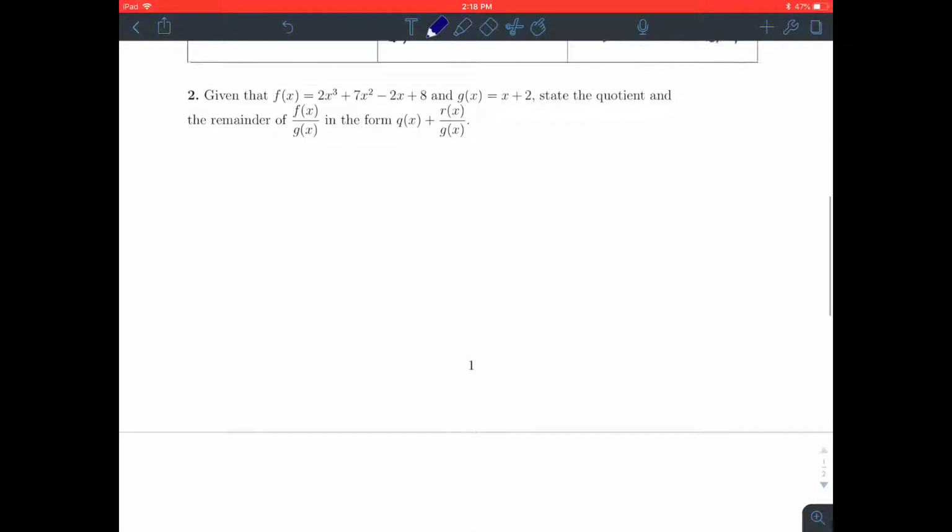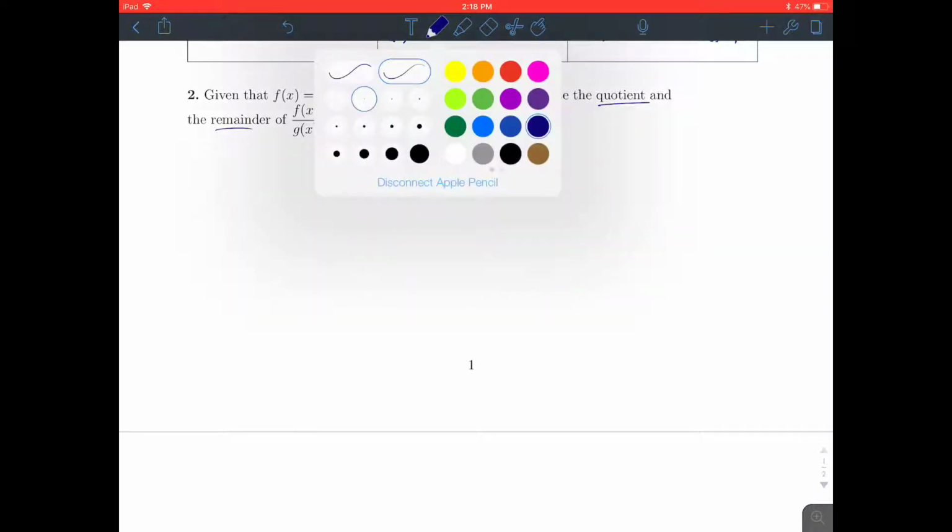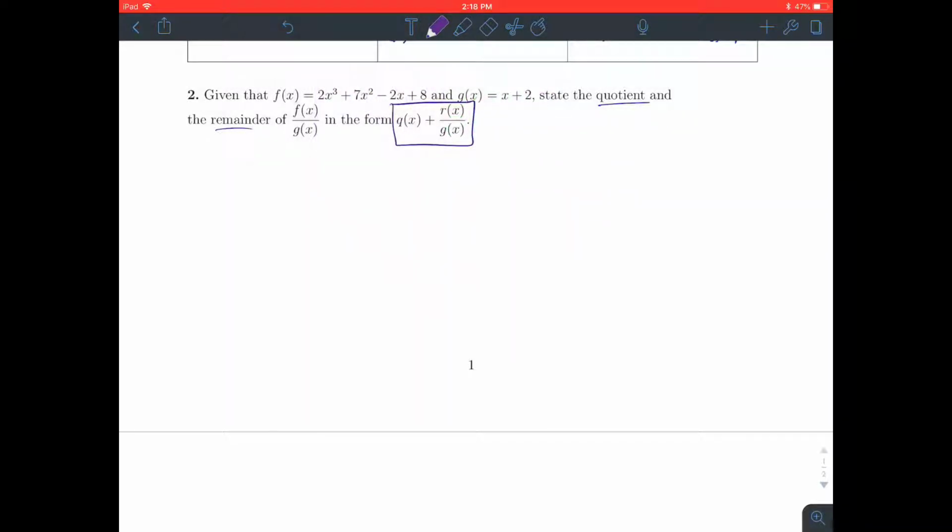Next up, we're going to be looking at doing some polynomial division. So we're given a function f of x and a function g of x, and our goal is to state the quotient and remainder in this form. So I'm going to put that in a box, come back to that at the very end. Before we get to that, let's do our division.